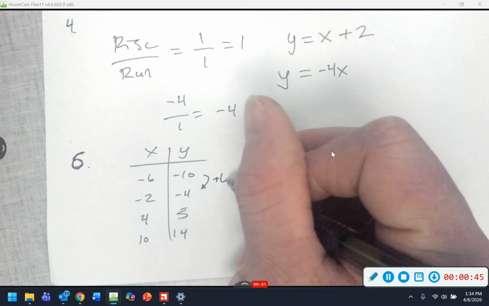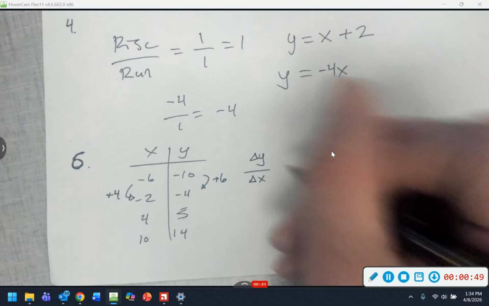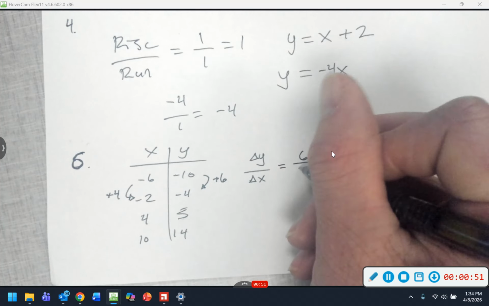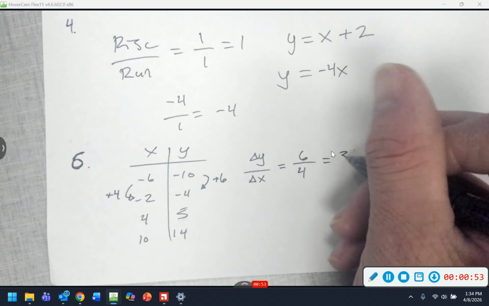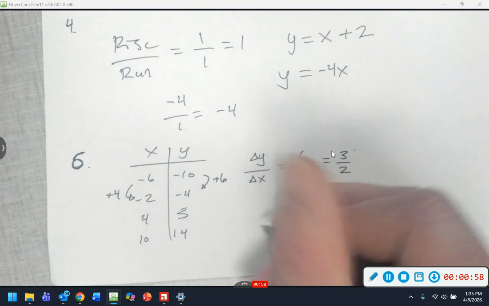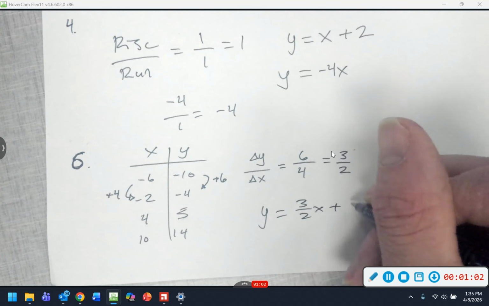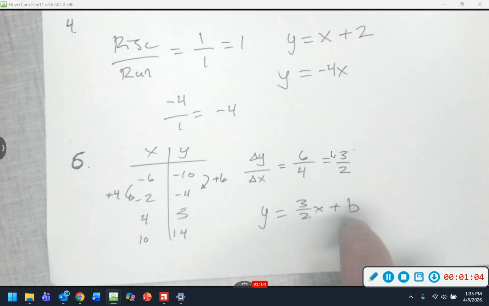The change for y is a +6. The change for x is a +4. So my change of y over x is 6 over 4 or 3 over 2. So now we have our slope. And we can go ahead and plug that in to the calculator. But we don't know our y-intercept right now, and that's going to be a problem.